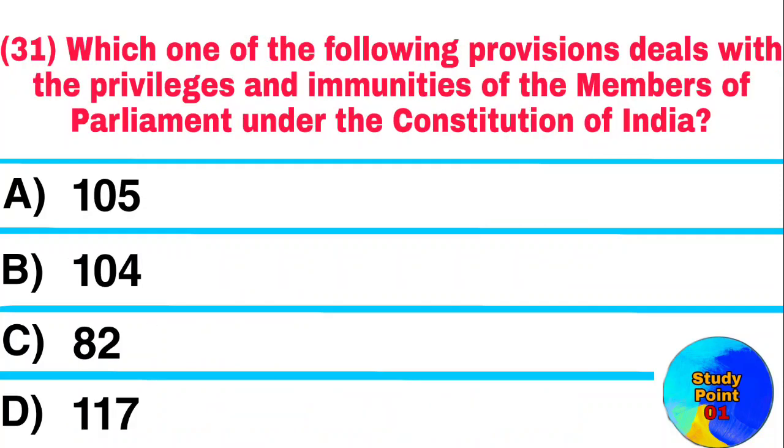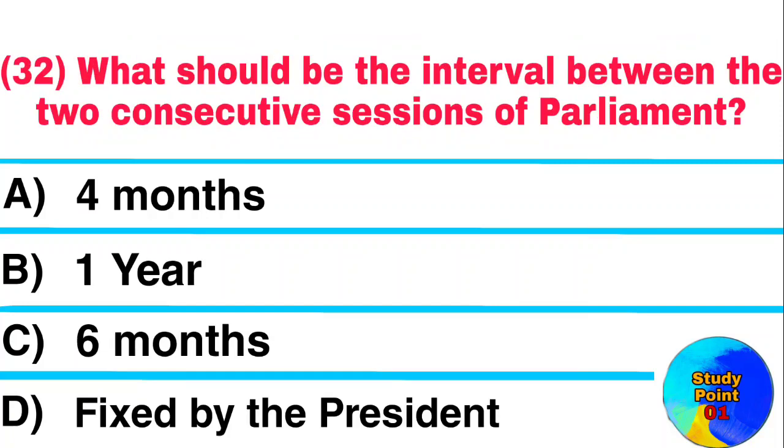Question. Which one of the following provisions deals with the privileges and immunities of the members of Parliament under the Constitution of India? A. 105. B. 104. C. 82. D. 117. Answer. 105. Question. What should be the interval between the two consecutive sessions of Parliament? A. 4 months. B. 1 year. C. 6 months. D. Fixed by the President. Answer. 6 months.